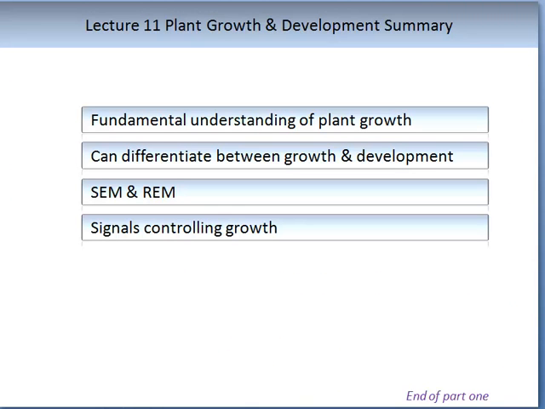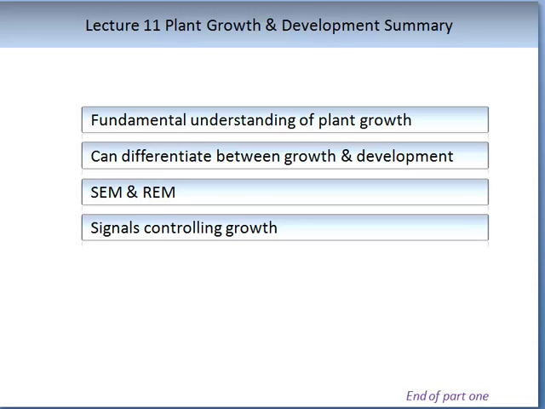Once you have listened to this lecture, watched the associated videos and read the recommended literature, you will have an overall fundamental understanding of plant growth. You will be able to differentiate growth and development, understand the differences, and know how one can measure development. Two important components of plant growth are SAM and RAM. Please familiarise yourself with these concepts and what they mean and the important role they play in plant growth.